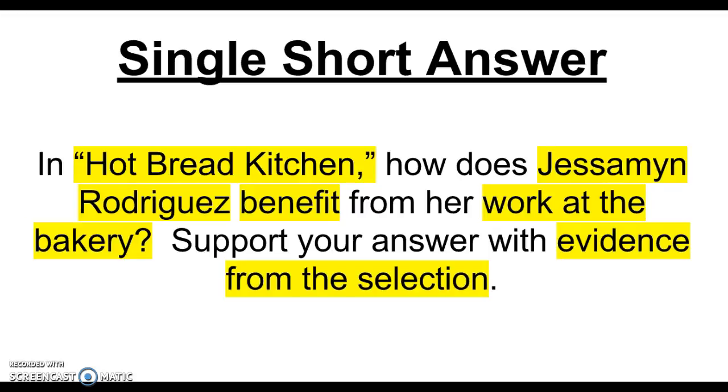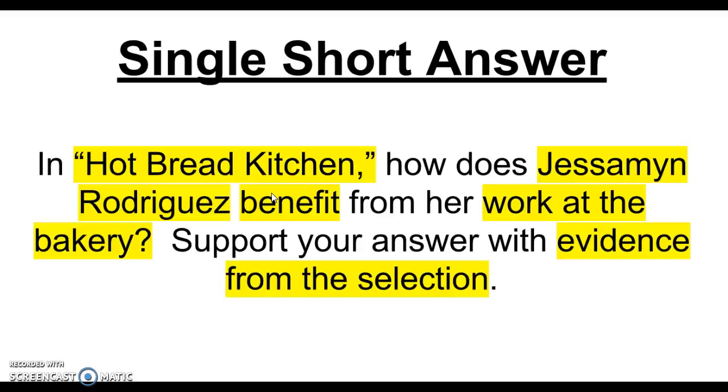So I have two things here that I have to do. I have to answer this question, everything before the question mark, and I have to support my answer with evidence from the selection. Okay, so what are the key words in that question? Well, the name of the passage is usually important, Hot Bread Kitchen. Which character I'm supposed to talk about, that's Jessamine Rodriguez, and I need to know, well, how does she benefit? That's the key word. Benefit means get something good from, right?